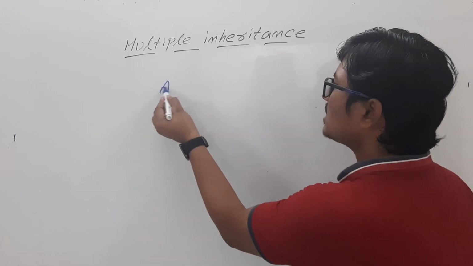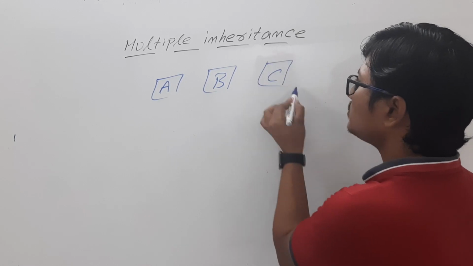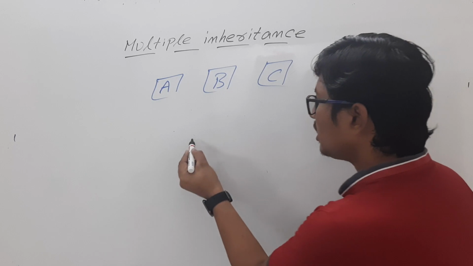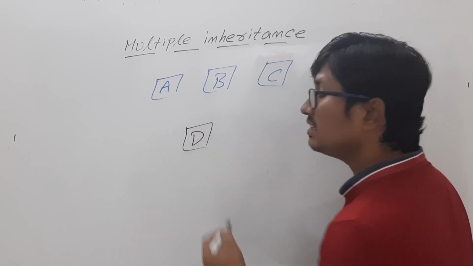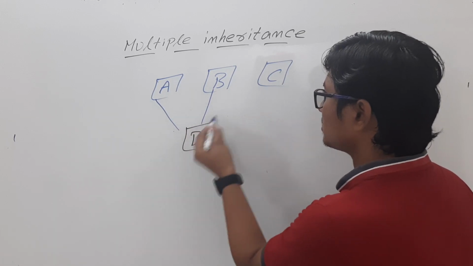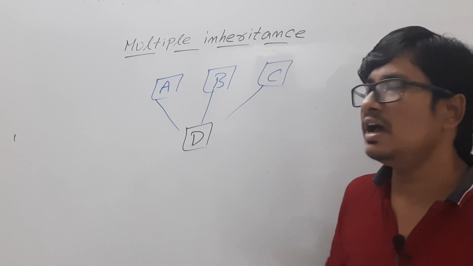From multiple classes, let's take that I have class A, class B, class C, and they have their own members. Now one class D is inheriting or deriving the properties of all the multiple classes here. In this example, we have three classes. You can take any number of classes other than one.